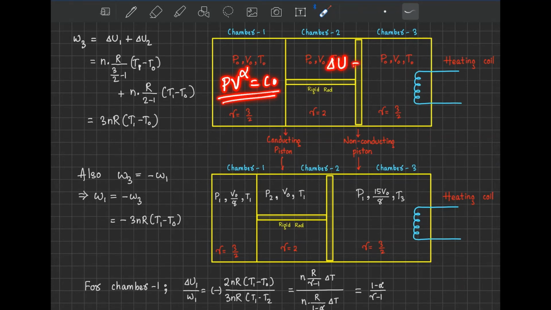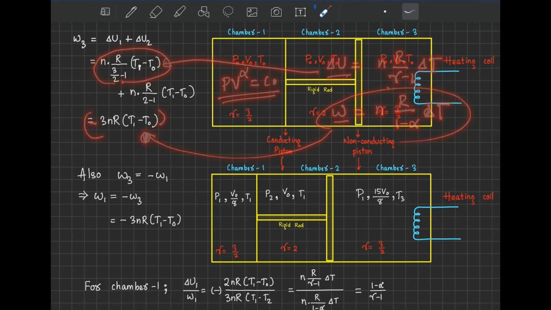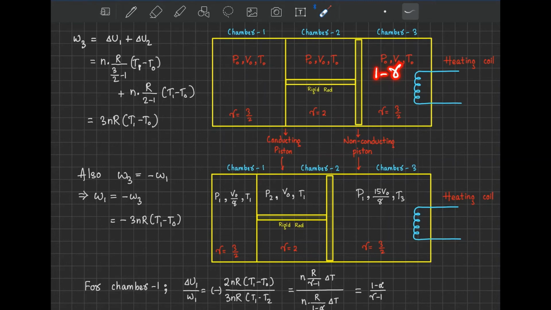our change in internal energy should be nR by gamma minus 1 into delta T, and work done should be nR by 1 minus alpha into delta T. This is the formula for work done in a polytropic process. Now W we have already got here, but minus of this much. And delta U we have got here. So we have got delta U and W. If we take their ratio, we will have a function of gamma minus 1 and 1 minus alpha.